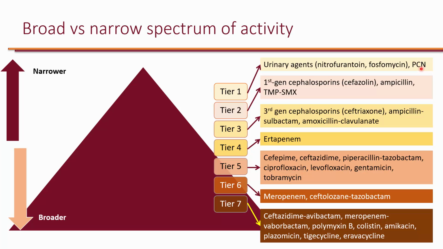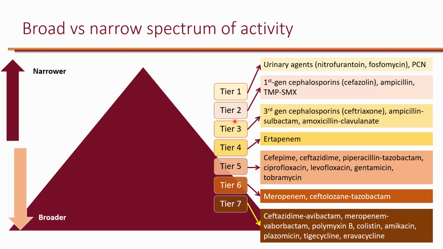Tier 2 includes first generation cephalosporins such as cefazolin. It also includes ampicillin and trimethoprim sulfamethoxazole or Bactrim. So tier 2 is more likely to cause collateral damage compared to tier 1. Now tier 3 includes third generation cephalosporins, ceftriaxone, as well as antibiotics that cover anaerobic organisms such as ampicillin, sulbactam, and amoxicillin clavulanic acid. So tier 3 is more likely to cause collateral damage and infections due to Clostridioides difficile compared to tier 2 and tier 1.